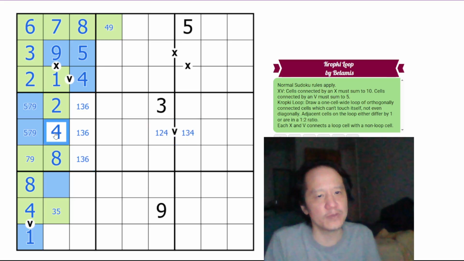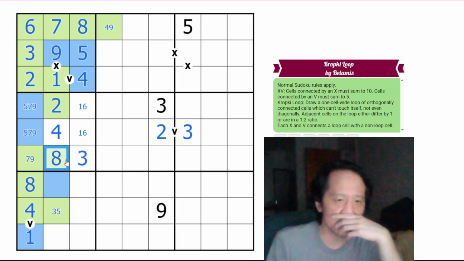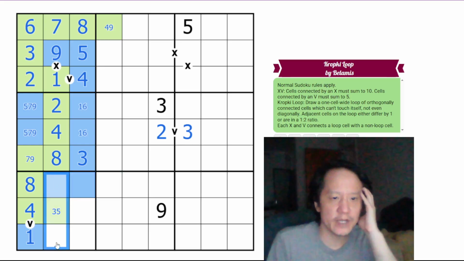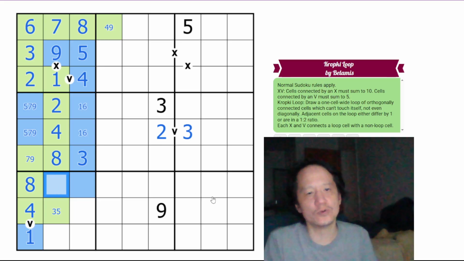That means this can't be a 1, 4 pair. This has to be 2 and 3. That eliminates 3 from these two cells, so this must be a 3 here. 8 is not consecutive or in a 1 to 2 ratio with 3. It must be 4 then. So these cannot be digits on the loop because they would be touching itself. Same here. Remaining digits in column 2 are 3, 5, and 6.